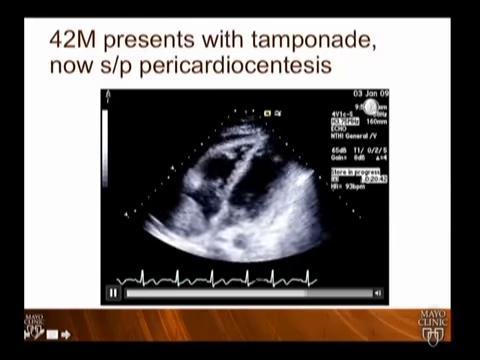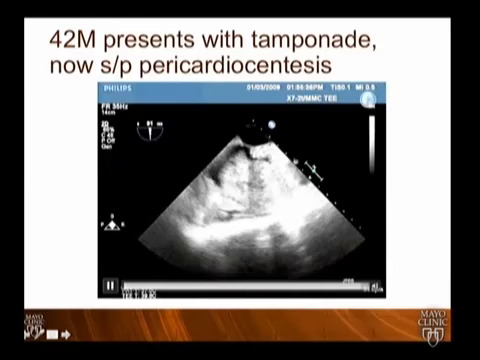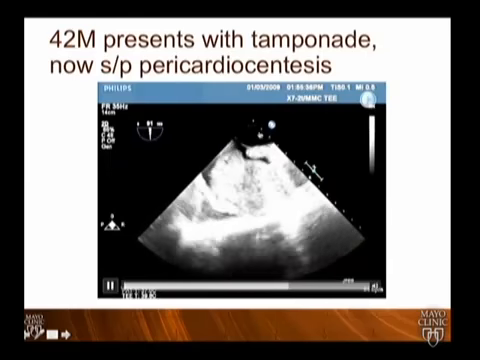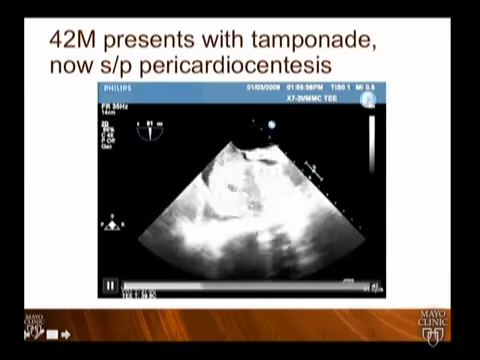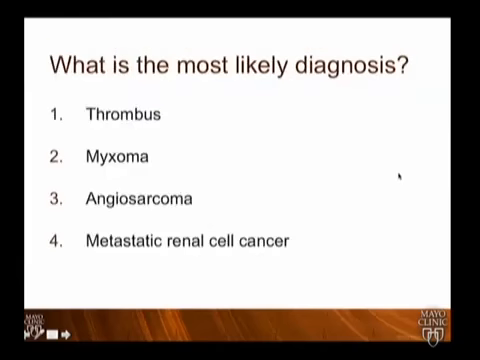And so the patient had this echo, and then they went on and did a transesophageal echo. So we're here at 90 degrees, left atrium, right atrium, obviously something here. So I'm going to have you go ahead and vote what you think this is. Is this likely to be thrombus? Is it a myxoma? Is it an angiosarcoma? Or is this metastatic renal cell cancer? And since I didn't show you the subcostal view of the IVC, you can probably guess it's not number 4.